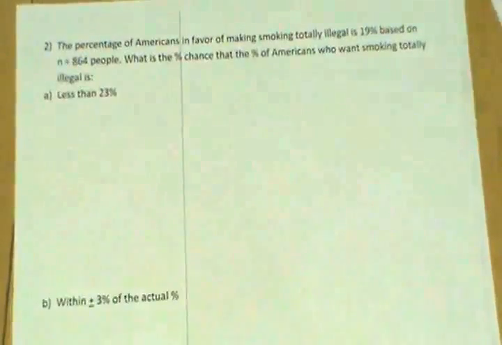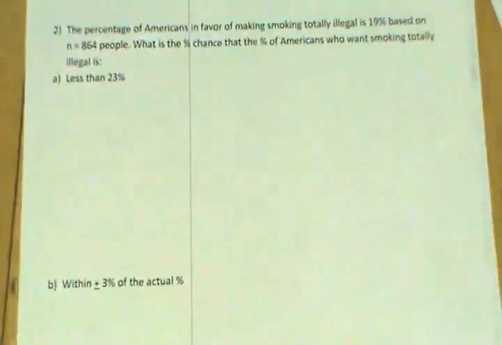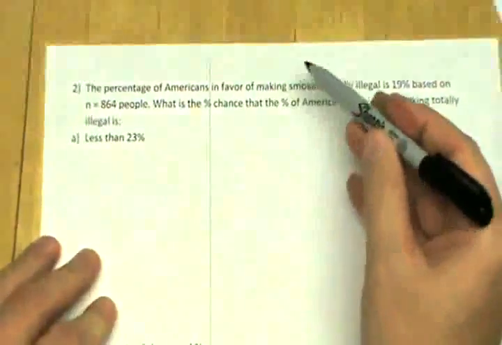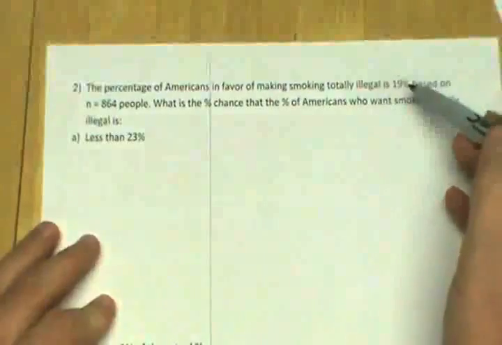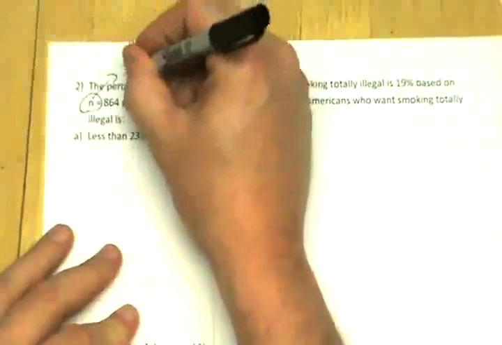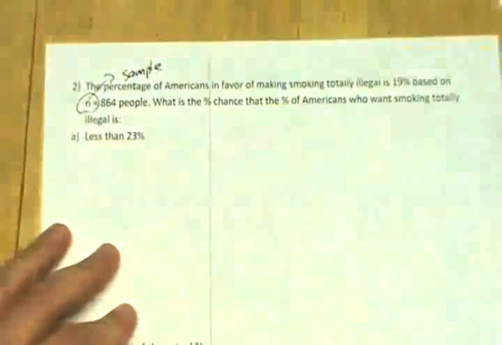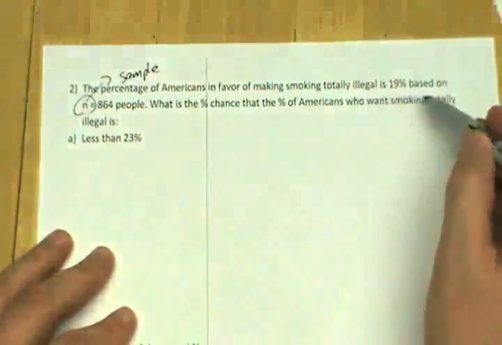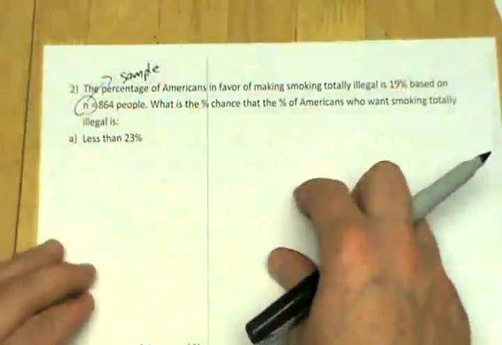Okay. Let's take a look at another question. So number 2. The percentage of Americans in favor of making smoking totally illegal is 19%, and that's based on N equals 864. Of course, that N means sample. What is the percentage chance that the percentage of Americans who want smoking totally illegal is? And again, you can only ask 3 questions, less than, more than, in between. The first question is going to be a less than, this one's going to be a between, and then this one's going to be a more than.